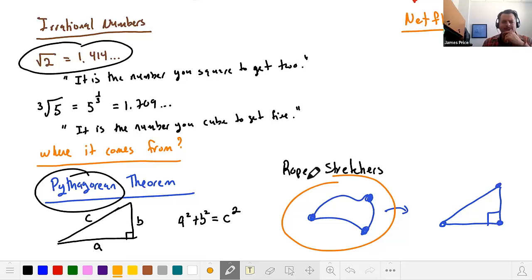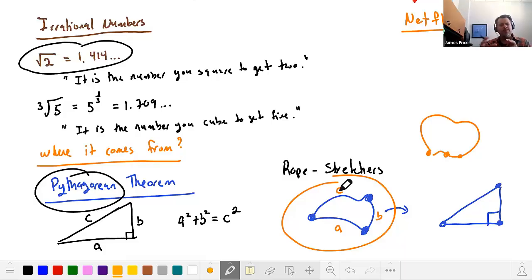Now, Pythagoras knew those pegs can't just be anywhere. If you just put pegs in a rope, right, you have a rope here, and you put pegs in it, you put them real close to each other and you peg them down, you are not going to get a right triangle. Okay, so he knew that was the case. So there must be something very special about these distances here, A, B, and C.